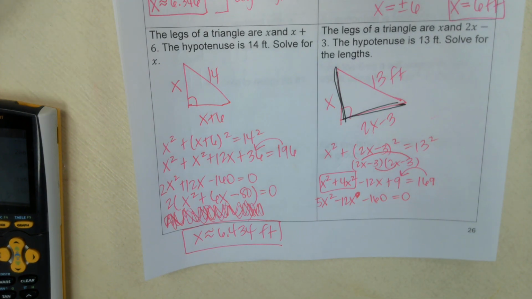I don't really want to go through quadratic formula here, so I'm going to go to Desmos. Okay, I got 5x squared minus 12x minus 160. Okay, what's the only one that makes sense here?